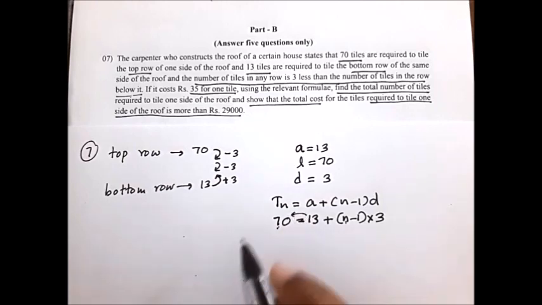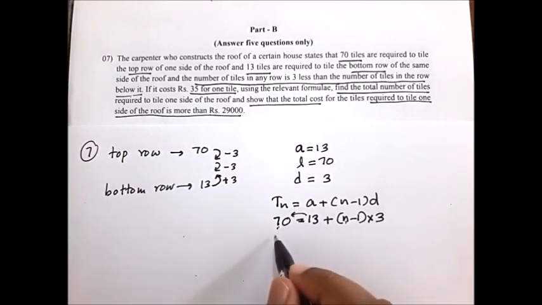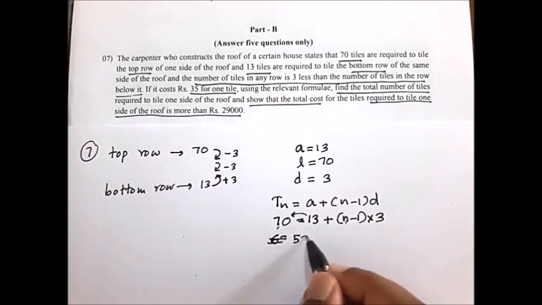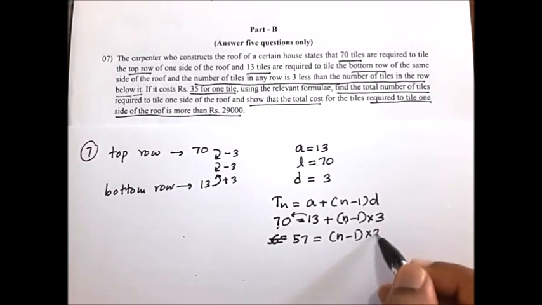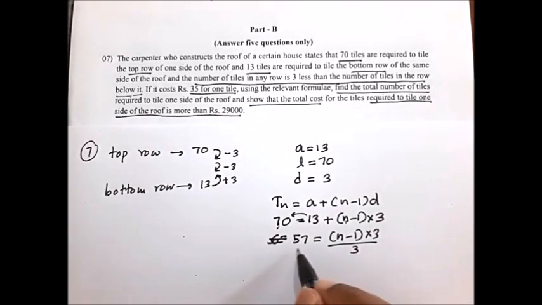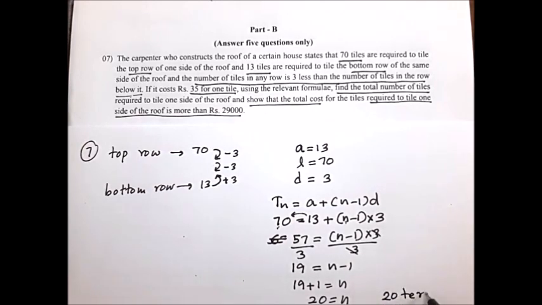First subtract 13 from this side. 57 equals n minus 1 times 3. Divide both sides by 3. 19 equals n minus 1. Take minus 1 from the left side, it becomes plus 1. So there are 20 terms in this pattern.